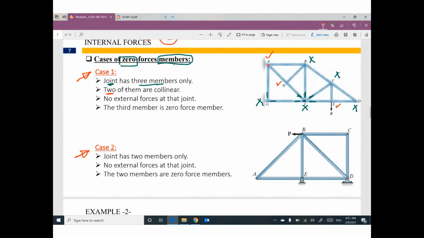Let's see joint A. We have three members. 1, 2, 3. Do you think two of them are collinear? Do you think two of these three members are on the same line? No. Please forget joint A. Let's do it with joint E. We have three members. 1, 2, 3. Do you think two of them are collinear? Yes, I think. This one and this one are collinear. We're still good here.